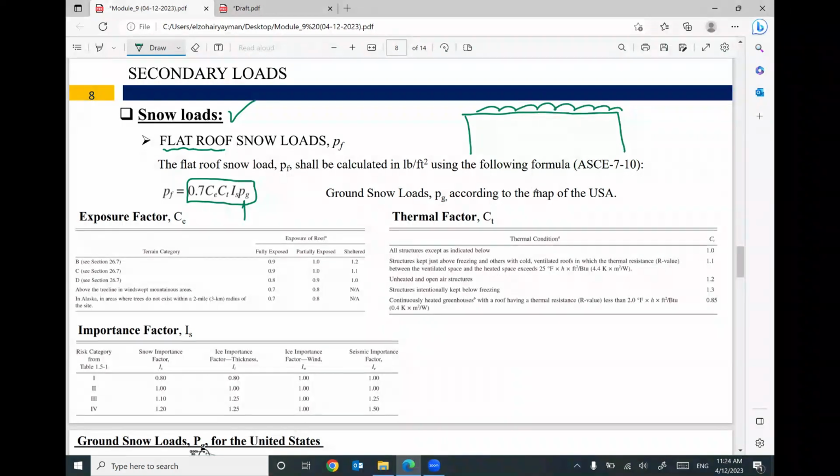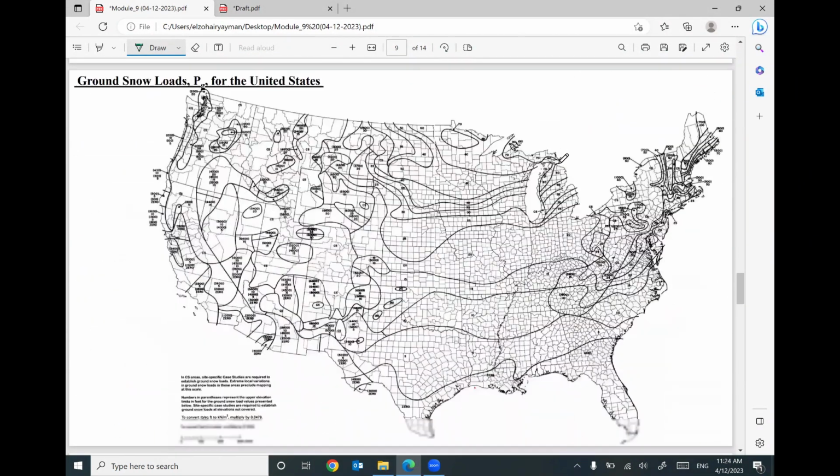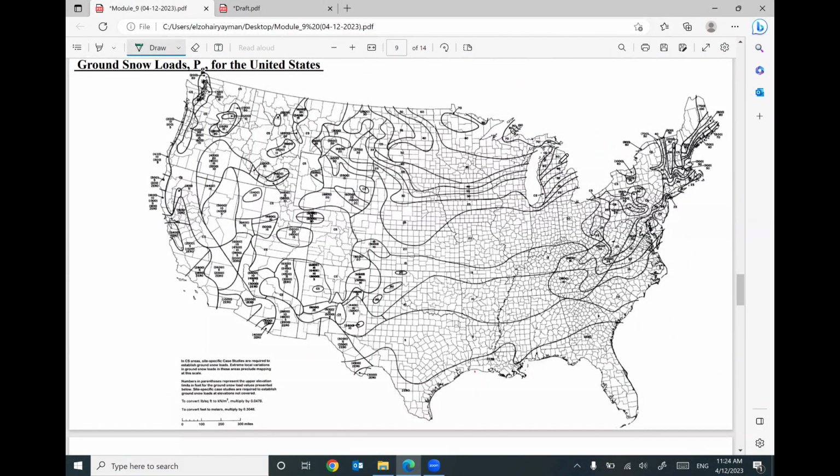PG, this value is based on the location of your building. Based on this map, I can figure out the value of PG. For Texas, it's around 5. If you go northeast, you will be 25, maybe 20, 25. If you go north, it will be something like 60, 40, because we expect much snow.